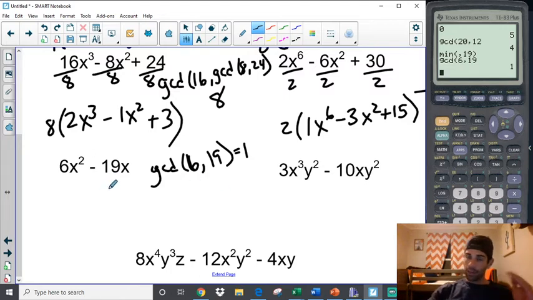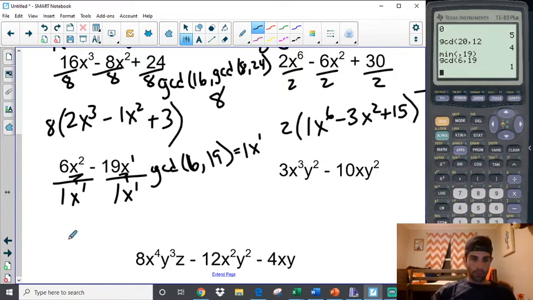Now, again, we did look at the variables, but there was nothing there. He has an x squared and he has an x to the 1. So what's the smallest exponent between a 2 and a 1? It's a 1. So here the GCD is going to be 1x to the 1. Okay, now what's step 3? Let's divide.